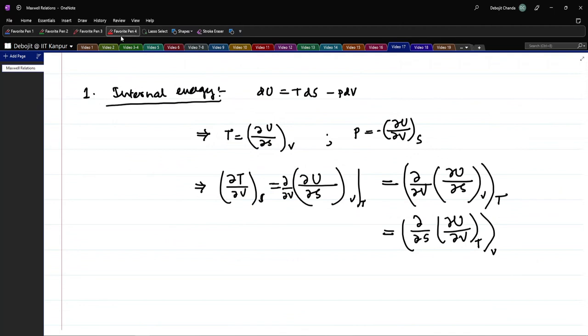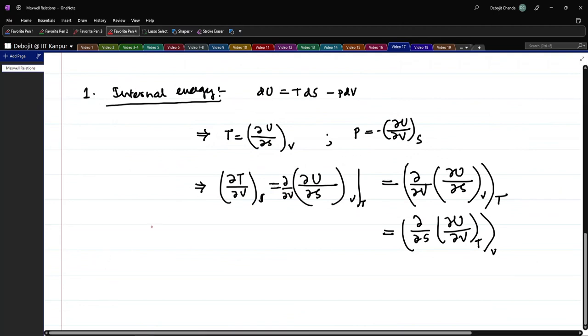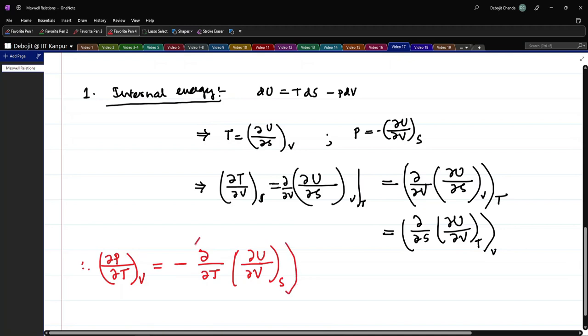And now if we take a derivative of pressure, that will give us del P del T at constant volume is equal to minus del del T of del del V of U, S and V.